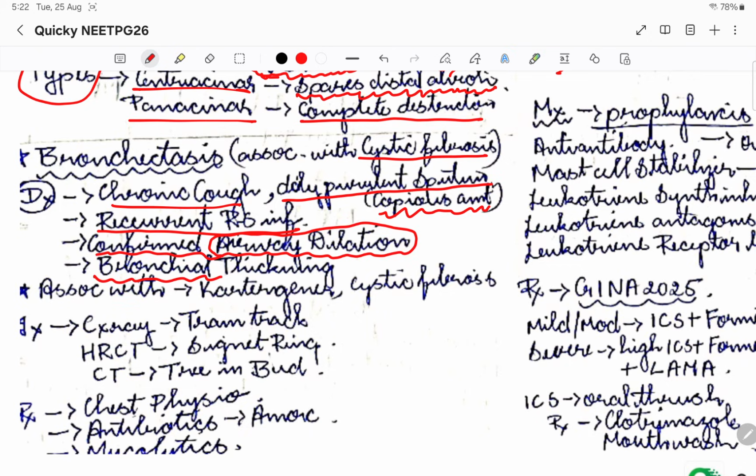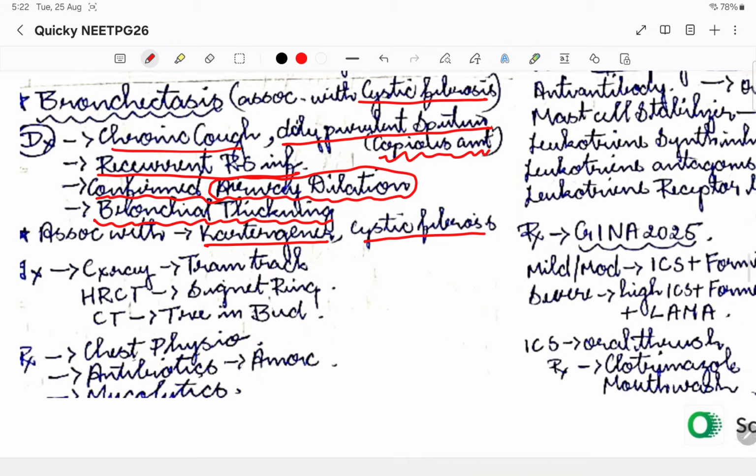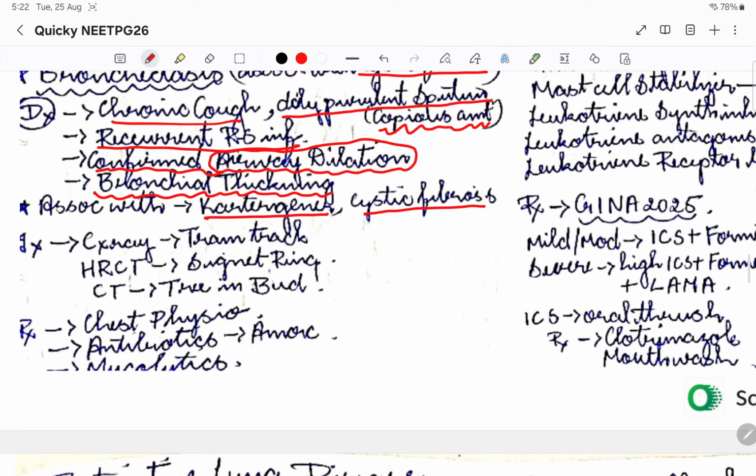Then there will be bronchial thickening. If we take a biopsy of the bronchioles, it will be dilated or thickened. So this is the thing with bronchiectasis. It is also associated with Kartagener syndrome and, as I told, cystic fibrosis. Then investigations that we do are chest X-ray, HRCT and CT.